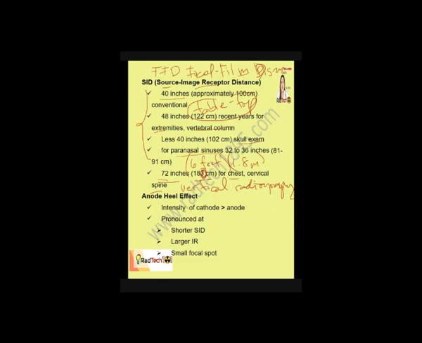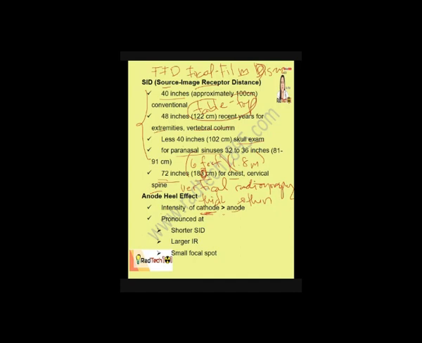So next we have the anode heel effect, where the intensity of X-ray sa cathode side is greater than the anode side. So meaning we need to place or to position the thick part of the patient sa cathode side, and anode side must be the thin part of the area of interest. So I hope na you are all familiar with the anode heel effect, as you have learned that from Sir Mark sa inyo na rad physics.